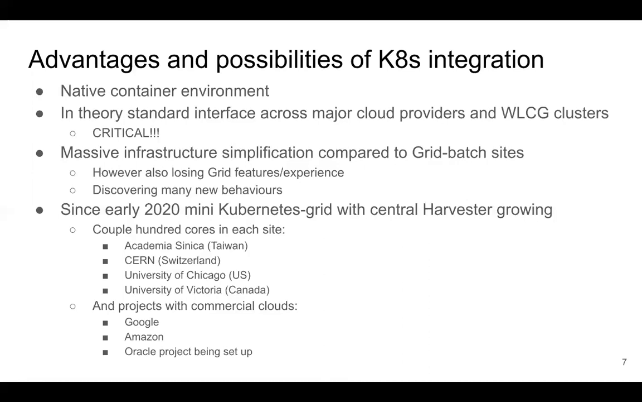Since early 2020, a mini Kubernetes grid with central Harvester has been growing. Currently we have a couple of hundred cores in each site, in Academia Sinica, in CERN, in University of Chicago, and in University of Victoria. We also have some ongoing projects with commercial clouds, say Google and Amazon, and the Oracle project is being set up.